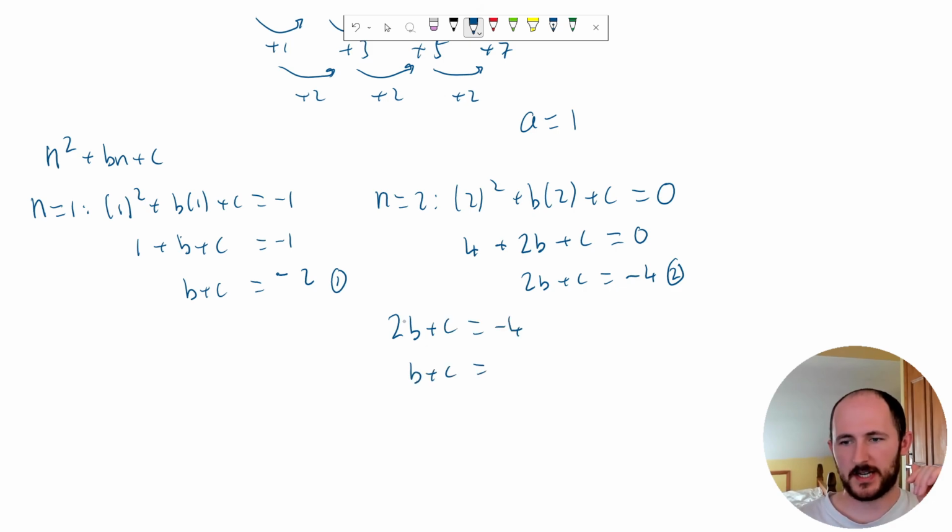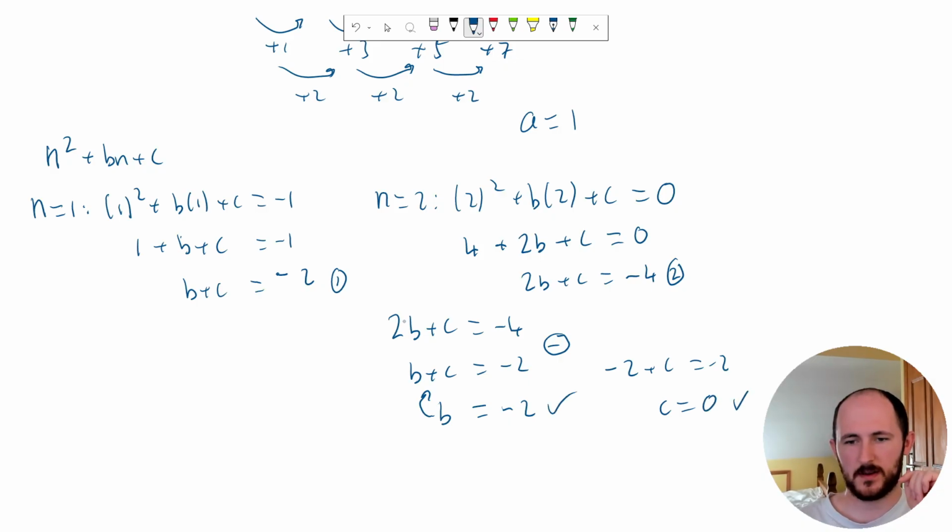Again, hopefully you're just checking your work as you went along. Now we subtract it. So 2b minus b is b, c minus c is nothing. Minus 4 minus minus 2, be careful with that, is minus 2. Subbing that back into here, we have minus 2 plus c equals minus 2. Add 2 to both sides, c is 0. So those are our two values. So let's write this out. We have n squared minus 2n plus 0.